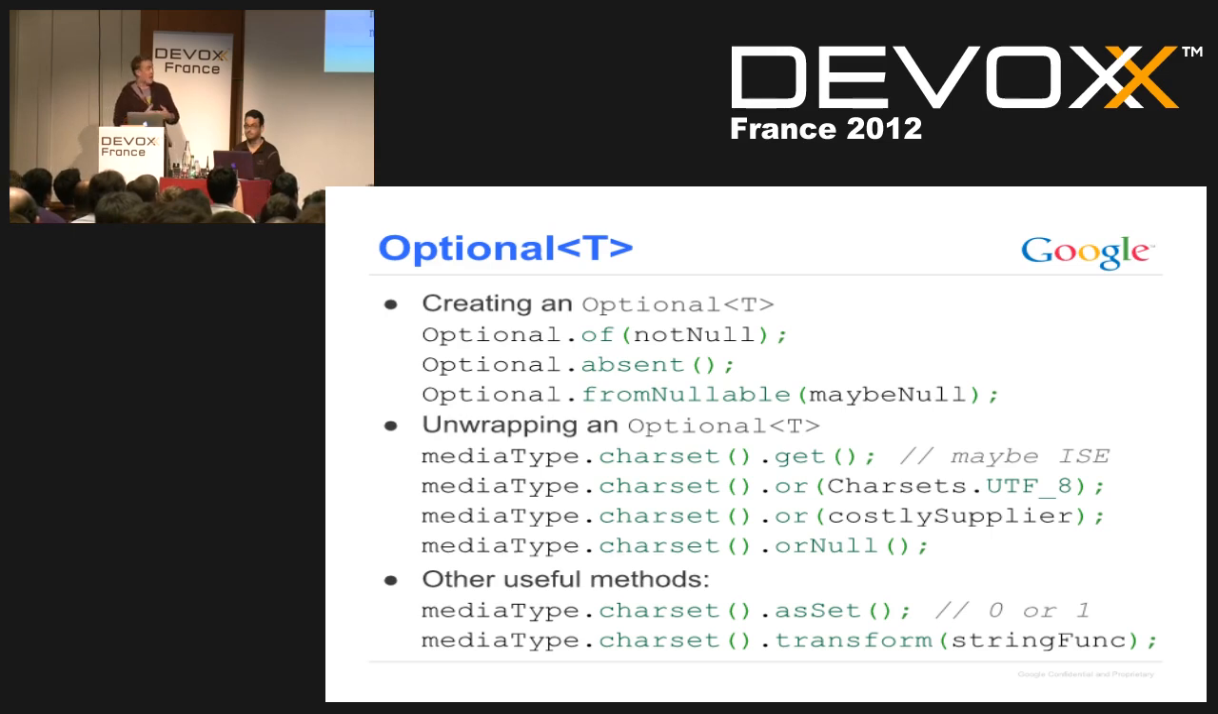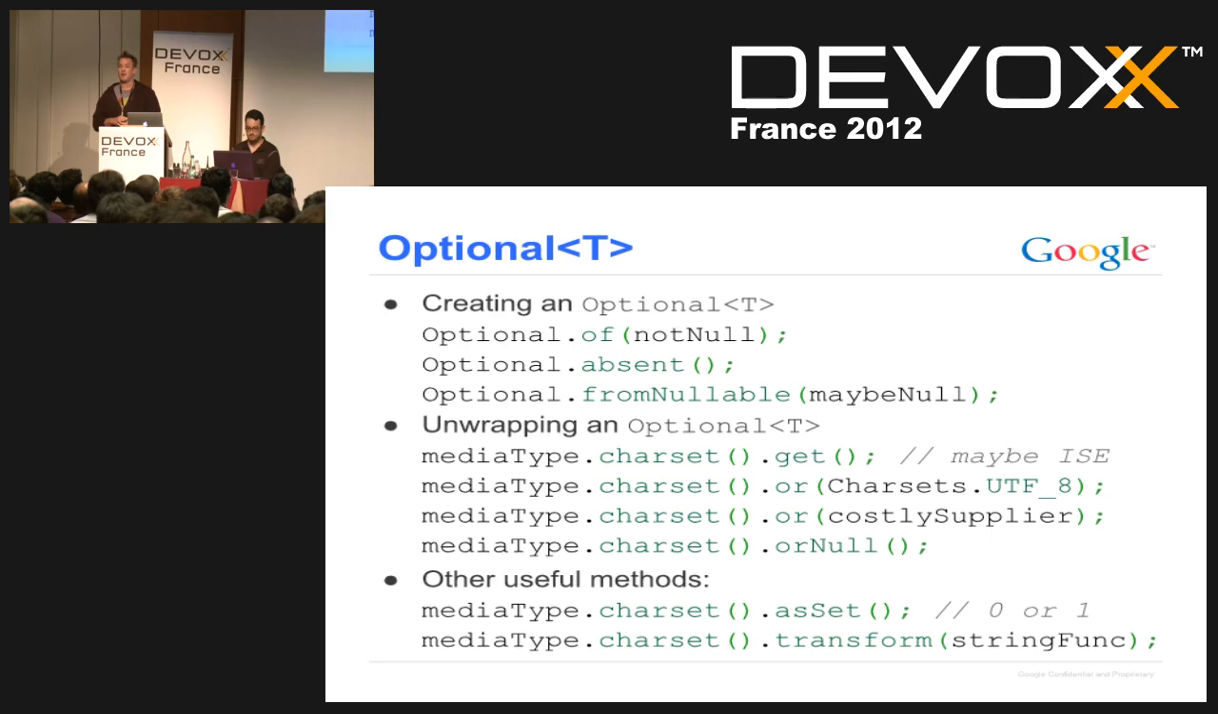You can also do Optional.absent, which explicitly says this is an absent optional. And then Optional.fromNullable. FromNullable will take a nullable reference. If you pass it a null reference, it'll return Optional.absent. If you pass it a non-null reference, it'll return Optional.of. So once you have this Optional of T, to unwrap it, you have a few different options as well.